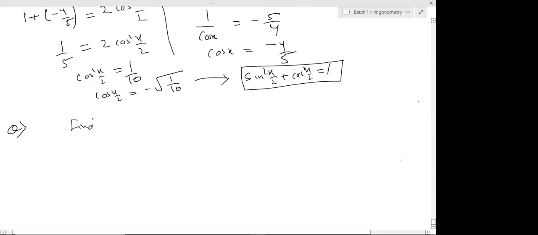Find sin x by 2 if cos x is equals to -1/3. X belongs to third quadrant. All right, very easy question. Send the answers in the chat.